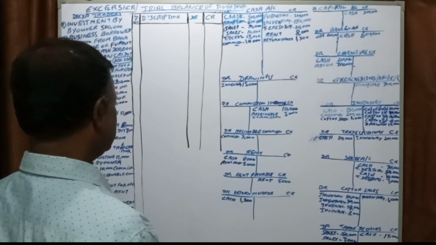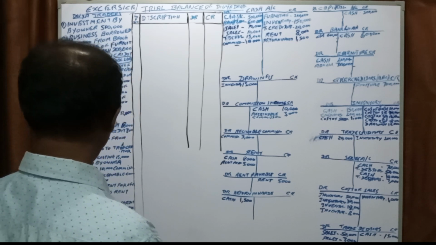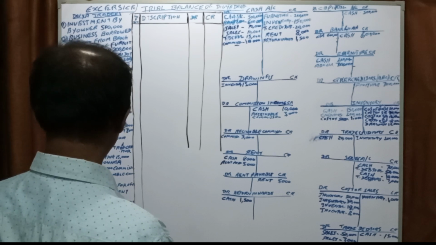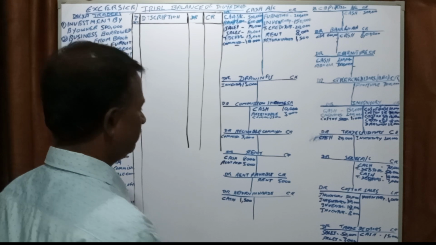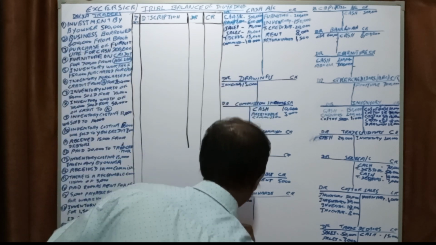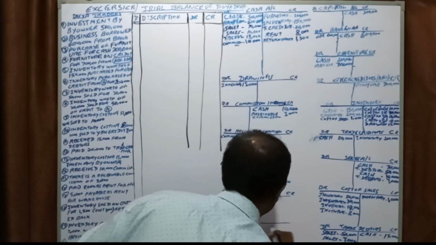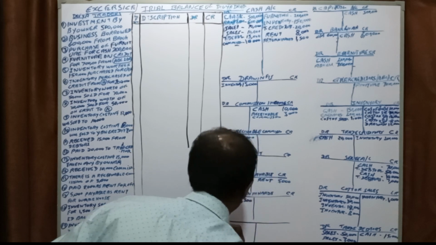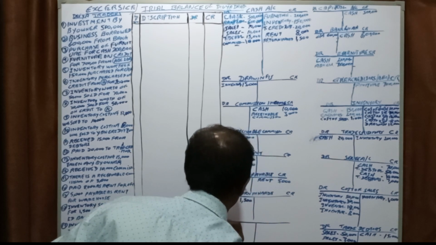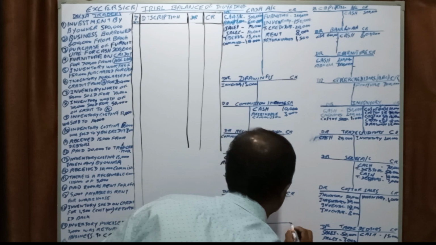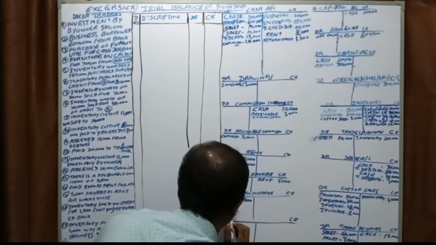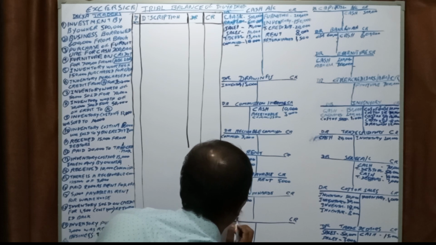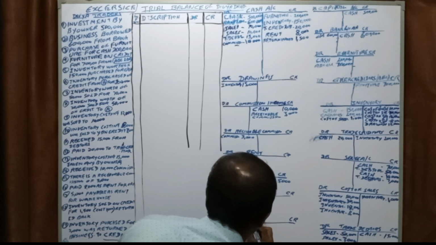So next one is adjustment number 19. Inventory purchased for 2,000 was returned by the business. Inventory. Then we will say here return outwards.